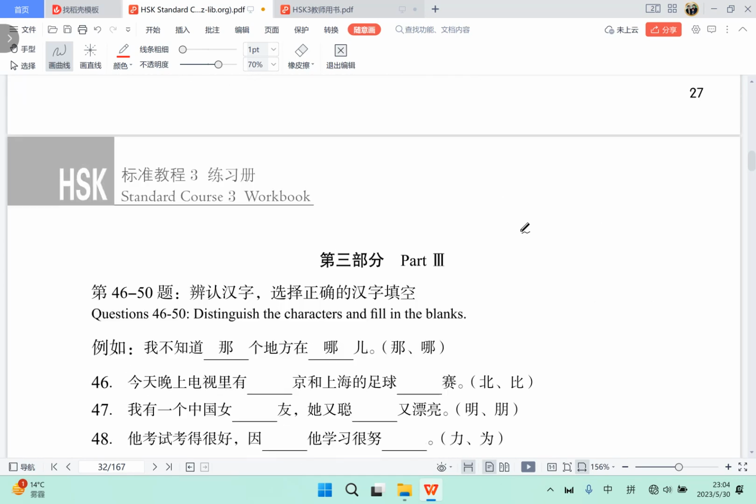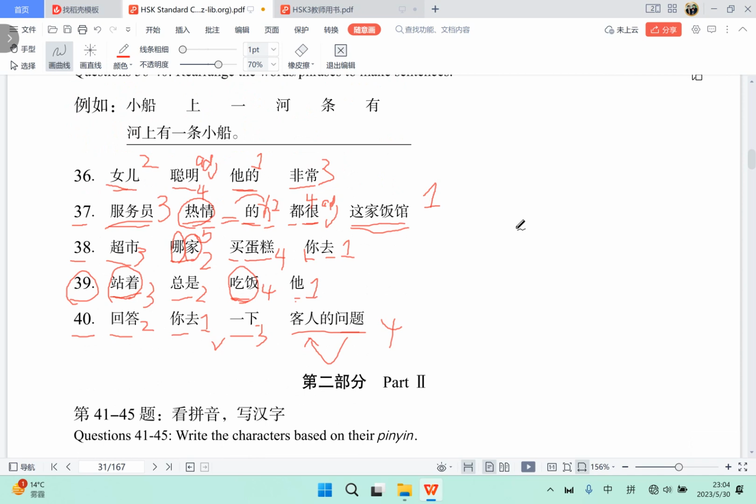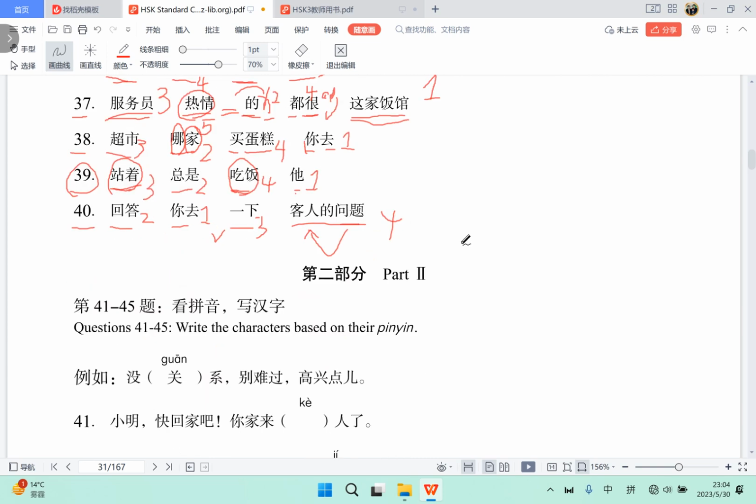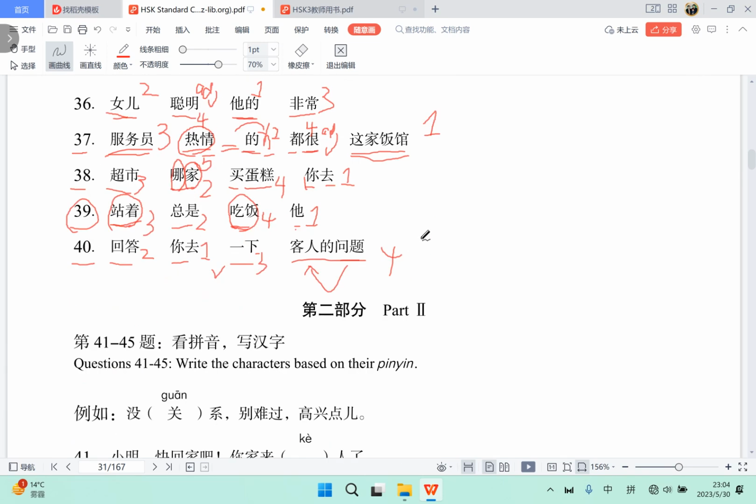Okay, I will leave the rest to you because it's about the writing, choosing the proper Chinese character. You can check the vocabulary or check your study books and do this part.